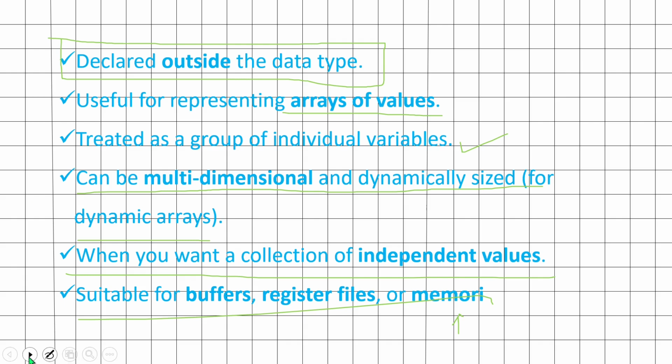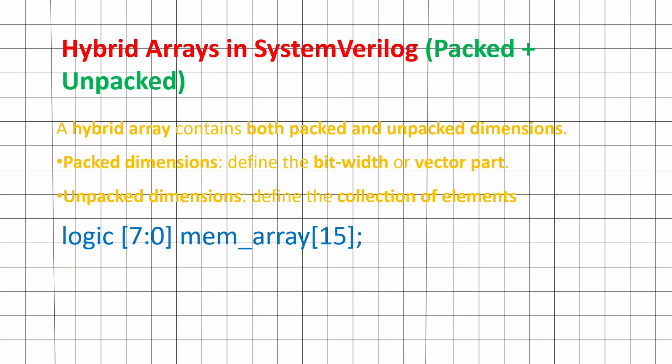So yeah, next, this is our hybrid array, a mix of packed and unpacked both. A hybrid array contains both packed and unpacked dimensions. A packed dimension is defined with bit width or vector part, and an unpacked array is defined as a collection of elements. So this is the general example. Our logic 8-bit memory means we are just generating memory. This is also the format of declaring your array, like this is 15-bit, you can directly write 15. So this is the format.